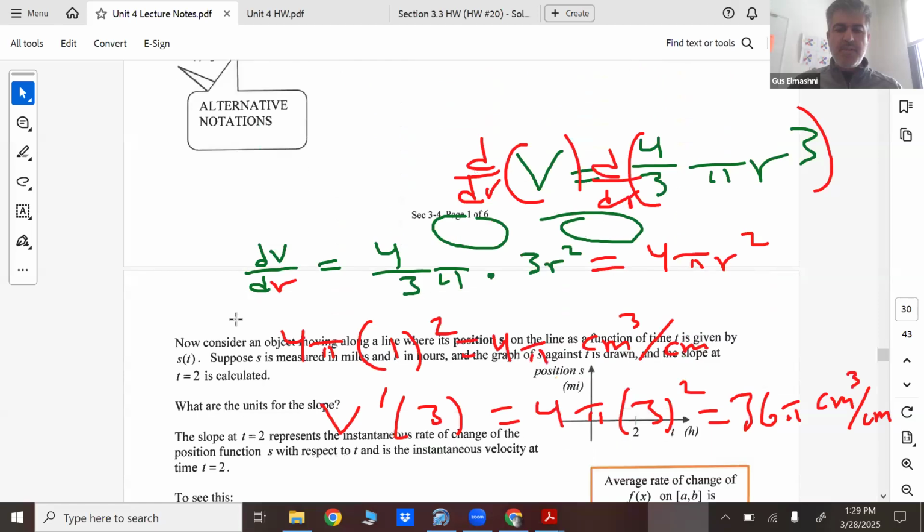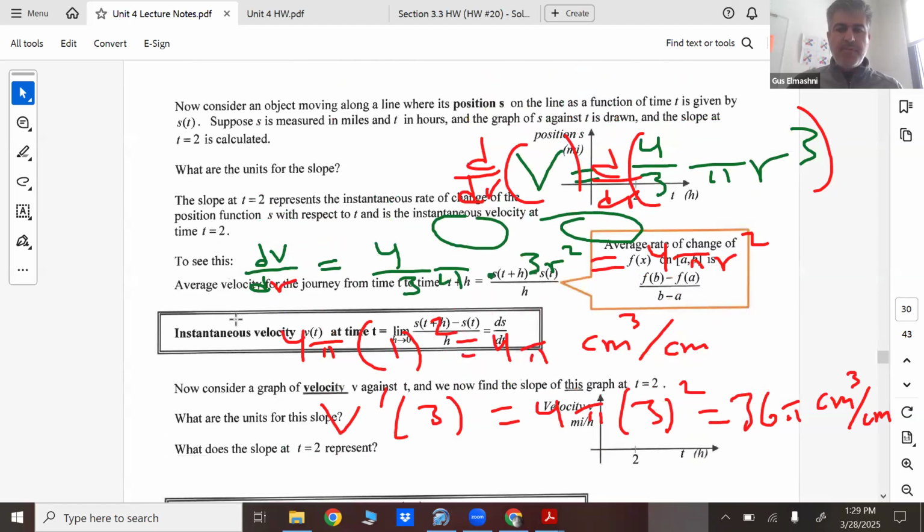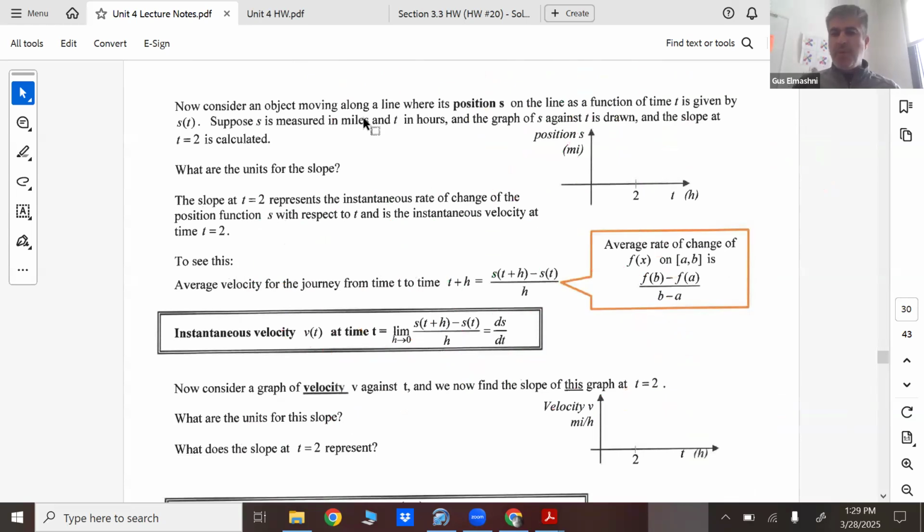Okay, so let's now talk about linear motion. Position is simply where you are from your starting point. Suppose S is measured in miles and T is in hours, and the graph of S against T is drawn, and the slope at T equals 2 is calculated. What are the units of the slope?